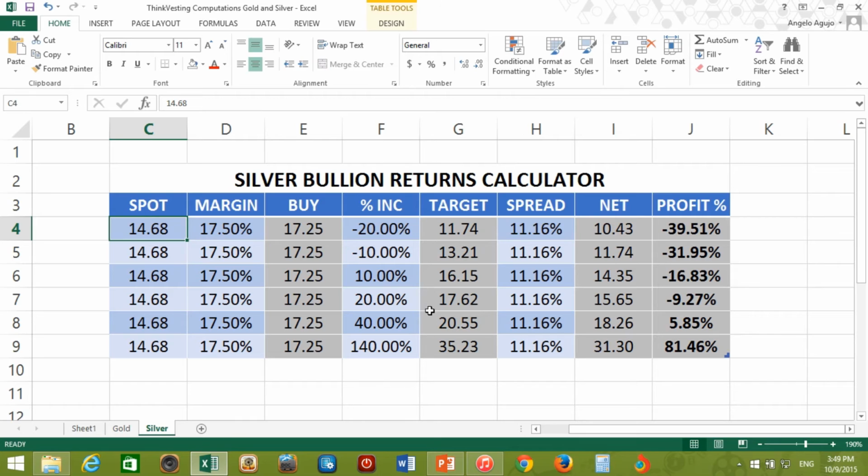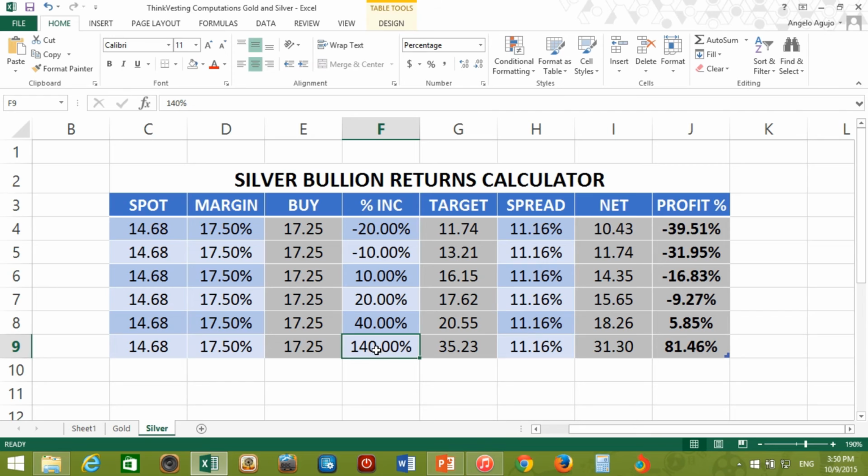We see that actually you would take on a bigger loss. For you to actually make money, or at least break even from a silver investment, you would need somewhere around a 32%, 33% increase in the spot price to break even. And at a 40% spot price increase, you would be able to make 5%, around 6%.